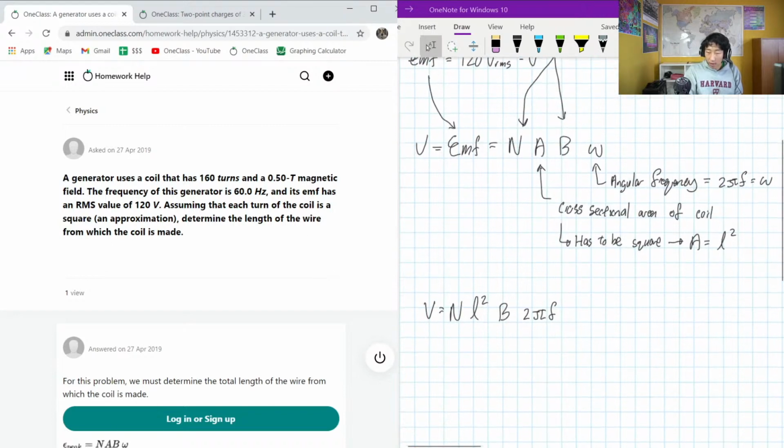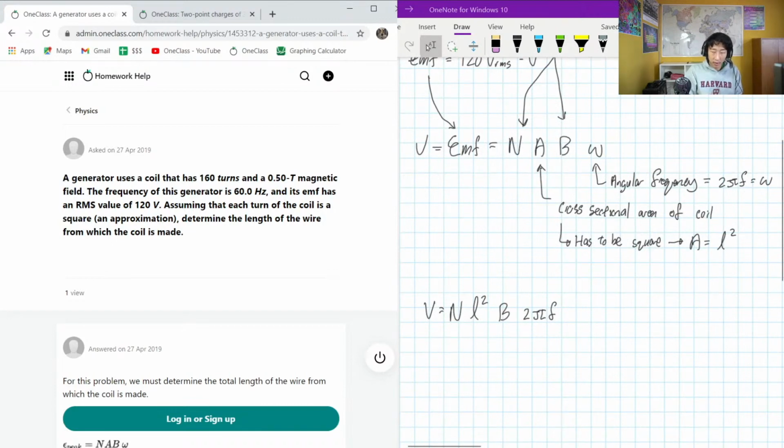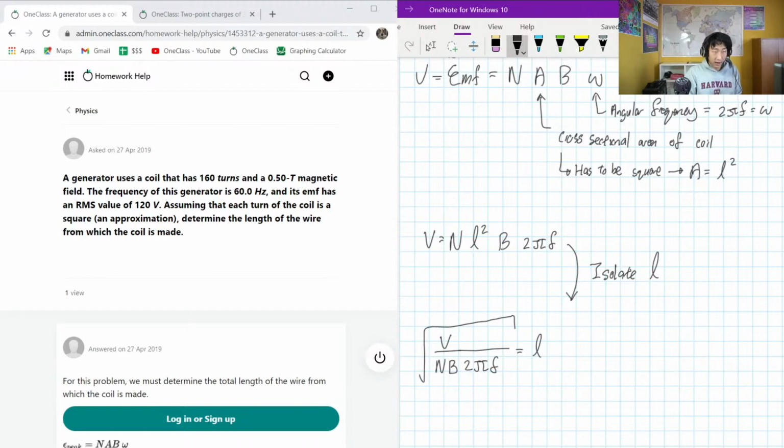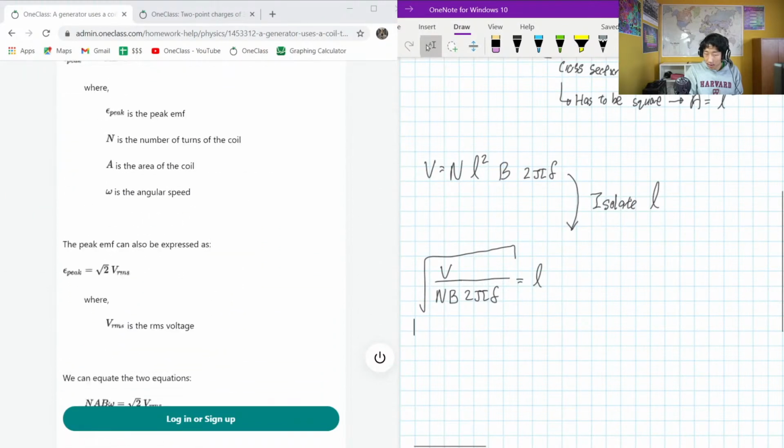Fairly straightforward. Okay, now we are trying to find the length of the wire, which means that we're trying to isolate L. L is just the side length, but the total length of the wire, well, we'll see how we proceed with that. Think about it for a second. Okay, so isolate L, because everything else is given to us. So we'll have V over NB 2 pi frequency is equal to L, and we have to square root the left side because the right side would have had L squared before we did that. Okay, so we can possibly sub in our numbers. So we get a similar looking thing here.